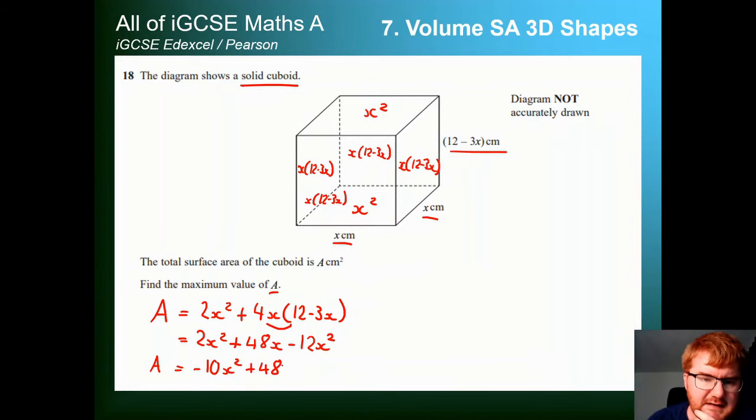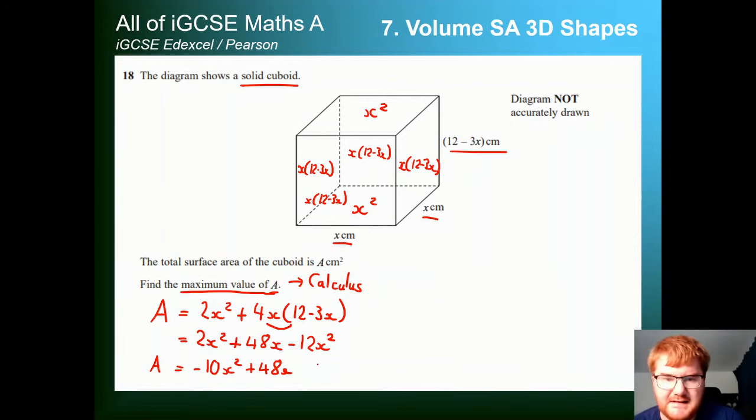plus 48x. So what we've done here is we've written an expression for the total surface area of the cuboid in terms of this length x here. Again, usually the first step in a question like this. Now at this point we're looking for the maximum value. As soon as you see maximum value in a question, we need to be thinking calculus and differentiation. So let's see what we're going to do right over here.